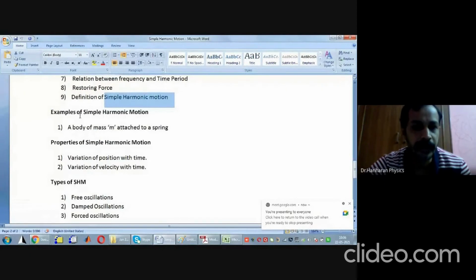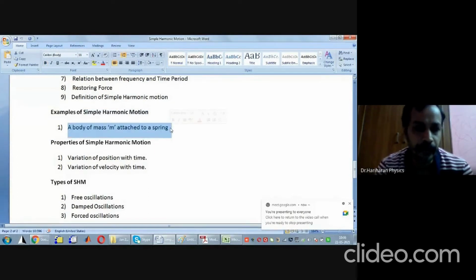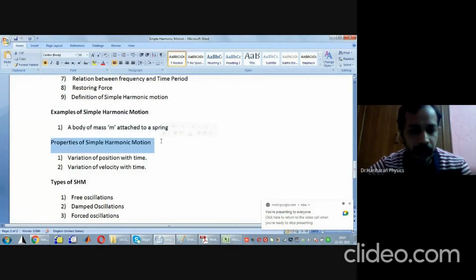Look here, examples of simple harmonic motion. There are two examples. One is a simple pendulum that makes an angular motion. Next is a body of mass m which is connected to a spring. That is what I am considering throughout. Next, properties of simple harmonic motion. So what are the properties of simple harmonic motion?